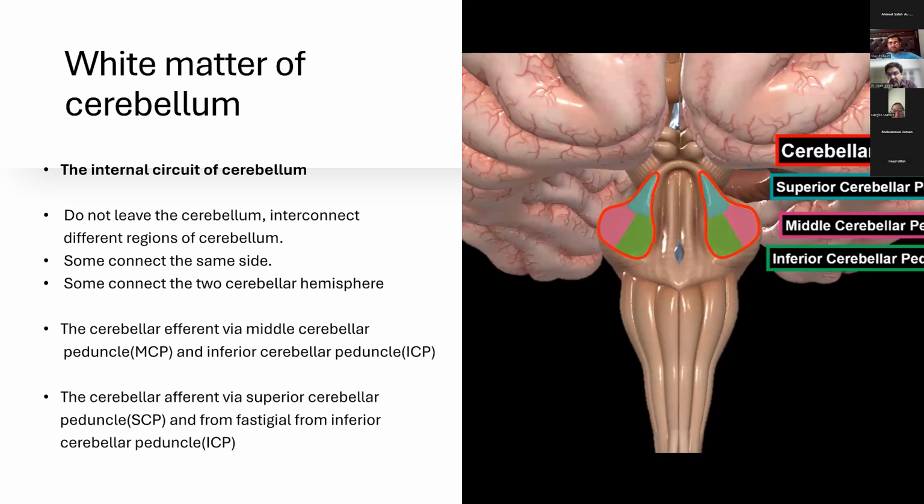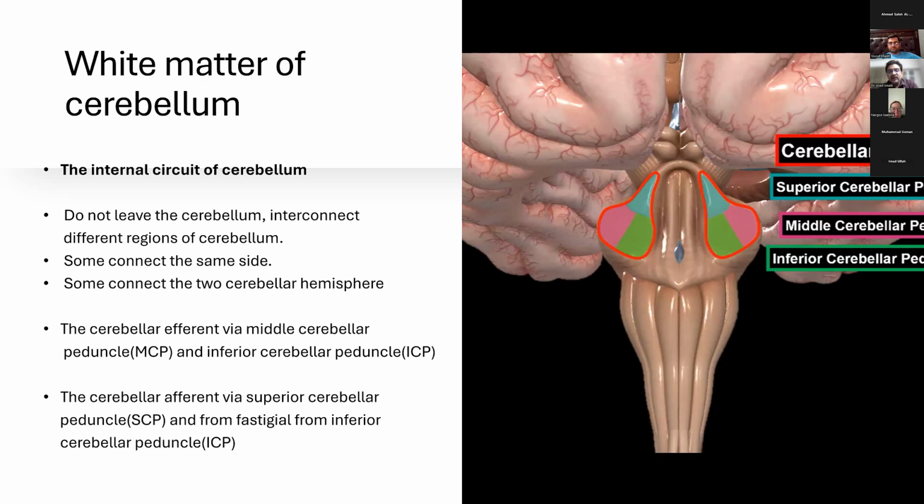Now let's talk about the white matter of the cerebellum. So this is basically the internal circuit of the cerebellum. These are the important points we have to remember before going into the white matter of the cerebellum. So these are some principles which the white matter of the cerebellum follows. The first one: they do not leave the cerebellum, they interconnect different regions of the cerebellum. So they reside in the cerebellum and connect different portions of the cerebellum. Some of them connect the same side, some connect to the opposite cerebellar hemisphere as well.